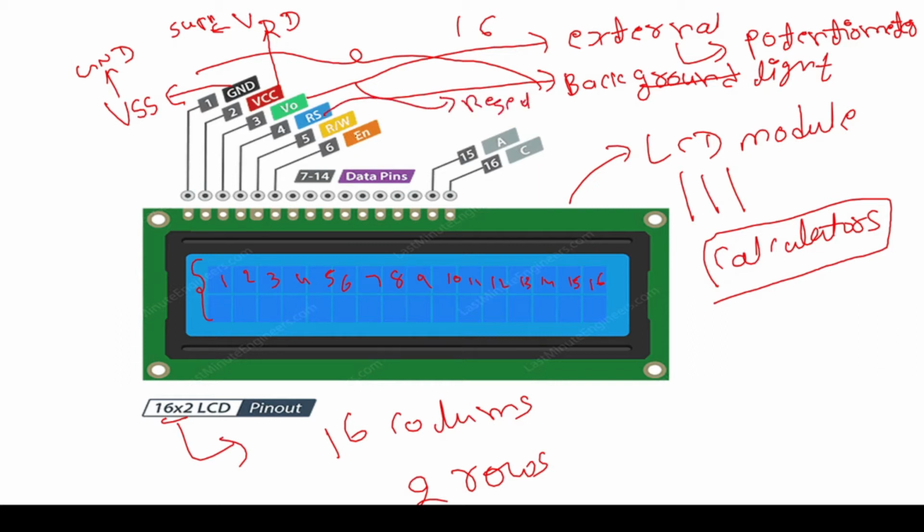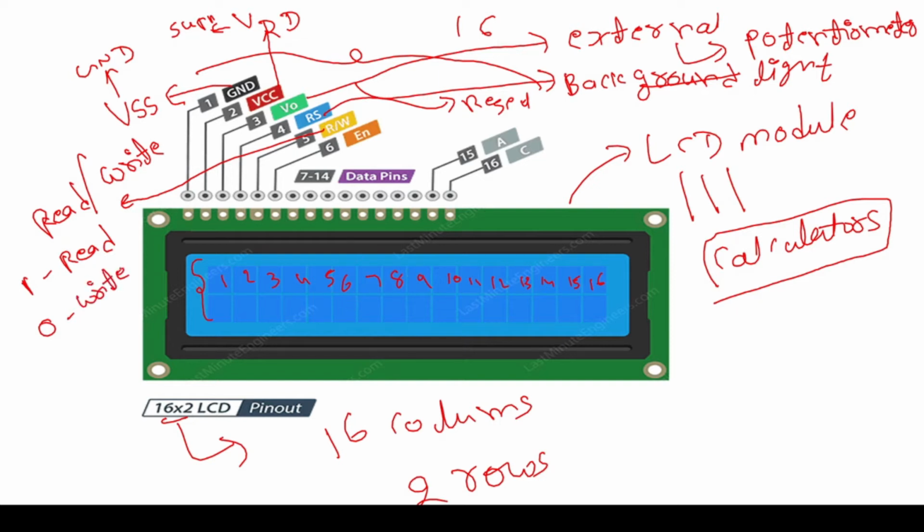And RW, the fifth one, is your read or write pin. R means read and W means write. If you make this pin 1, then the Arduino will read the data that is getting displayed on your LCD display. If this pin is made 0, then your Arduino will write the data, that means it will display the data on your LCD display.